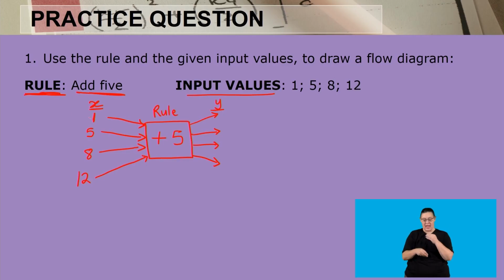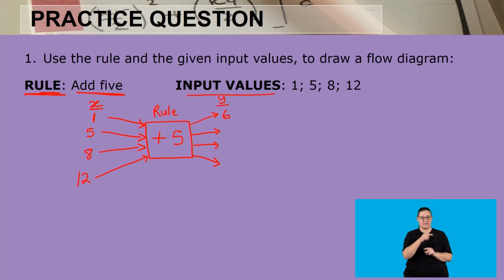The first input value is a 1. We're going to add 5. So what is 1 plus 5? Yes, that is going to give us a 6. Let's just write that y more clearly so that it doesn't confuse our output values. So right, 1 plus 5, that is going to give us a 6.